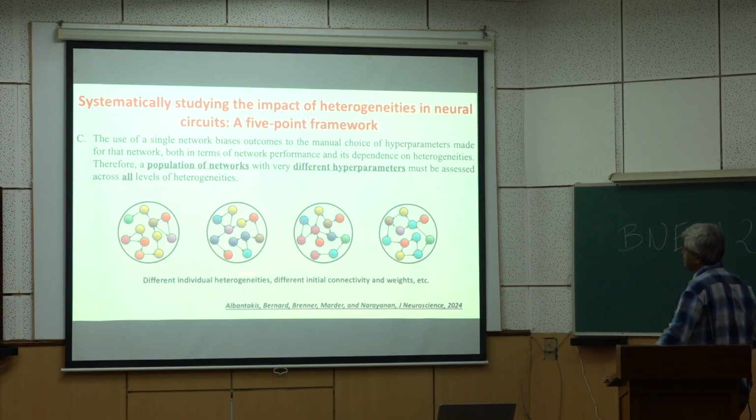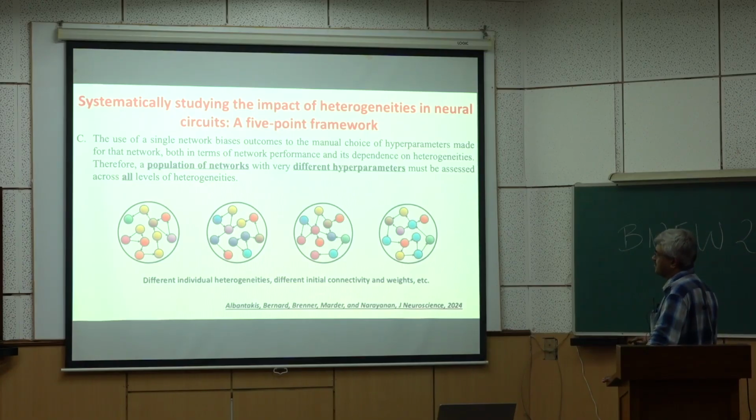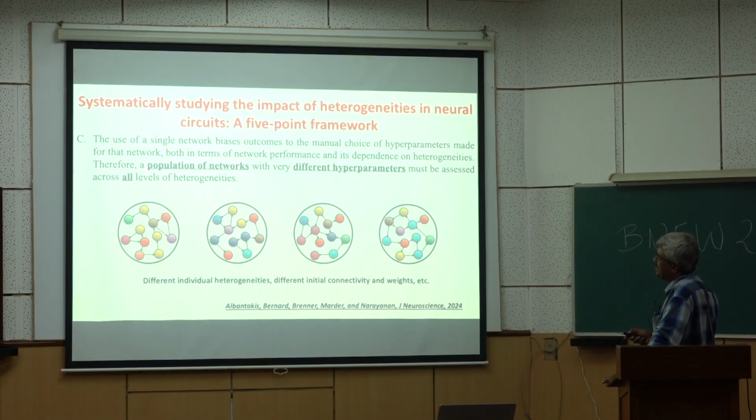And you can't just use a single network for studying this, because different networks have different connectivities, and the impact of heterogeneity on this network could be very different from what is there on this particular network. Therefore, you should have a population of networks with very different hyperparameters, and all of them should be assessed across all different levels of heterogeneity. Otherwise, you are going to be biased by the outcomes of this.